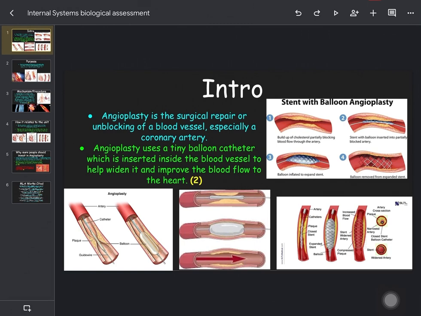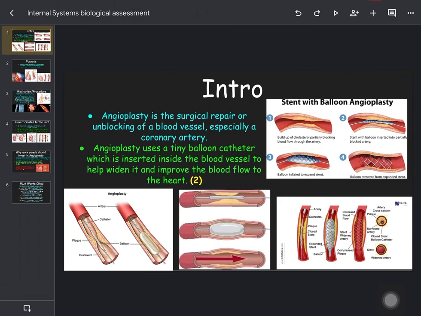So this is my take on the internal systems application assignment, and the topic that I chose was angioplasty. Angioplasty is the procedure which is used to restore the blood flow in the narrowed and blocked coronary arteries caused due to plaques or blood clots. Angioplasty can also help reduce the amount of symptoms for chest pain, shortness of breath, and blocked arteries.